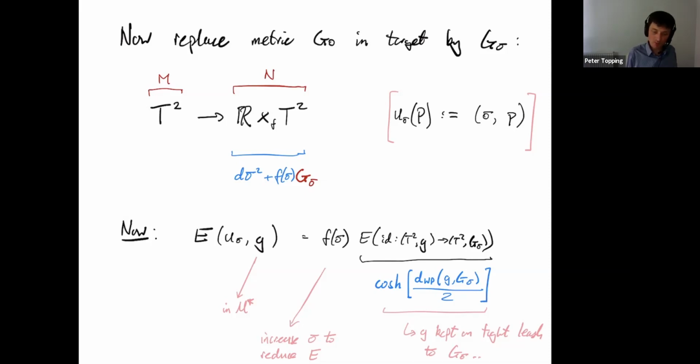Okay, so what happens as you flow here? Basically this warping function is trying to increase sigma, because energy wants to reduce. But because sigma is now increasing, that's changing my G sub sigma. But then this G has to follow along very closely behind, because if it didn't, this distance would grow, and that would make this energy grow. But we're doing gradient flow, so the energy can't grow.